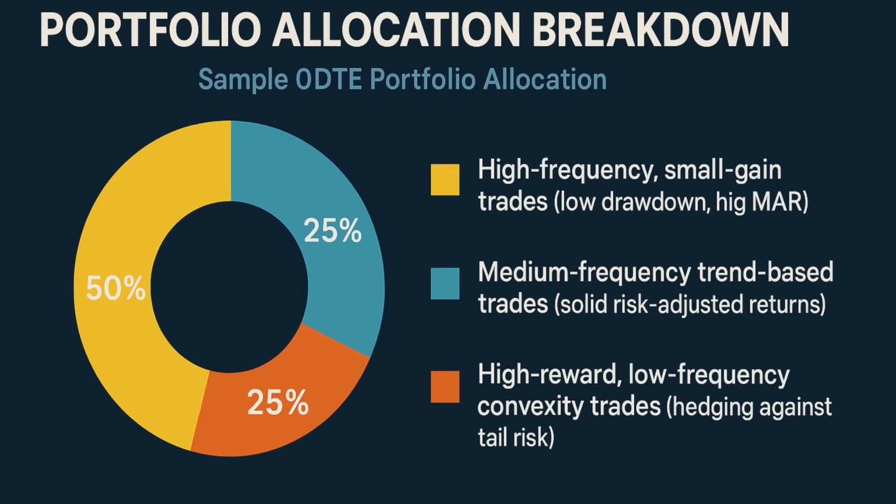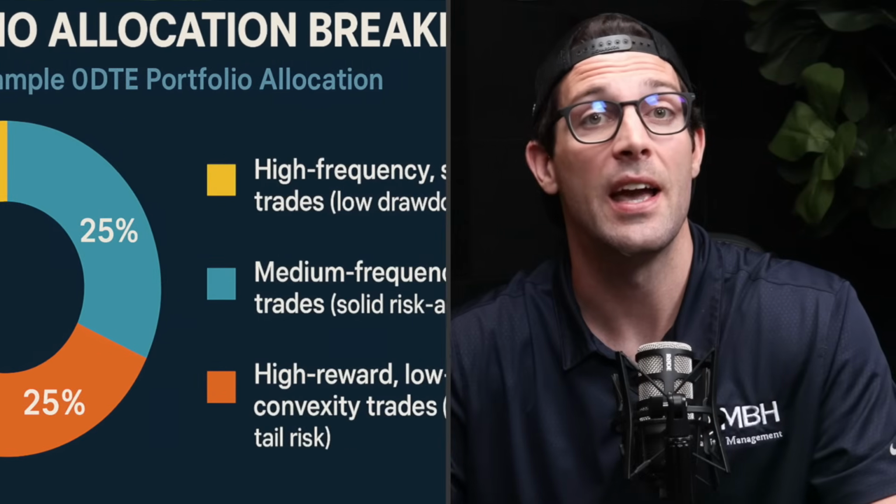The key here is diversification, not just in strategies, but in the type of risk you're taking. You need trades that work in low volatility environments, trades that work in high volatility environments, and extreme shock scenarios as well. This is how you stabilize your returns over time to make a living from trading.